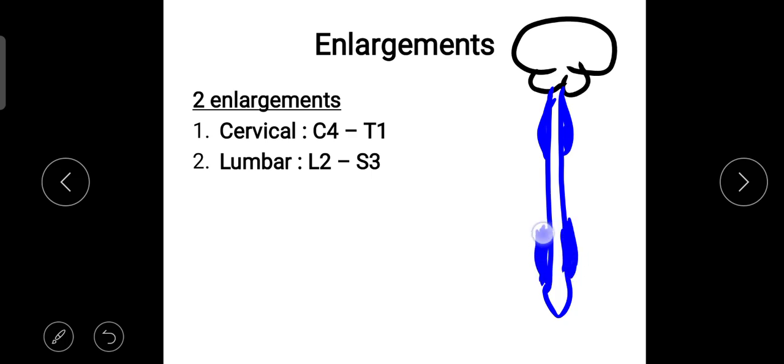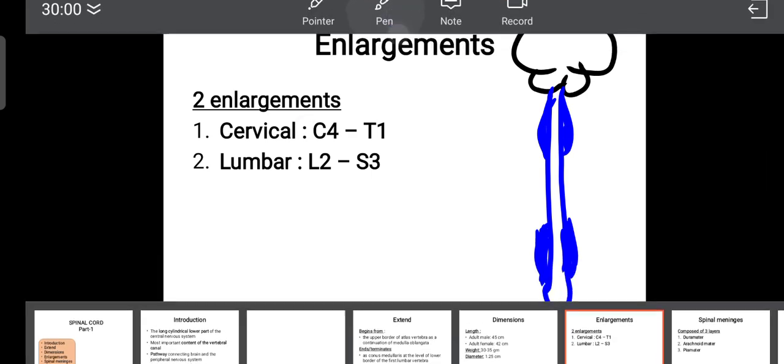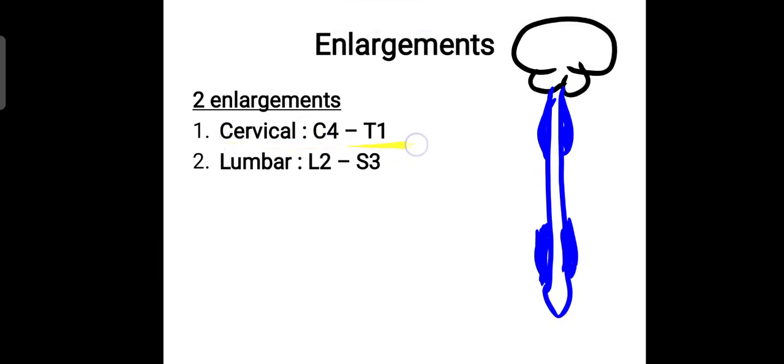So you can just define this as the two enlargements of the spinal cord, which is composed of the cervical enlargement, which is extending from the level C4 to T1. So here you can see C4 to T1, and peculiarly that enlargement happens at the level of the brachial plexus. So the nerves that arise from the spinal cord will be passing on to the upper limb, and that is the reason for the enlargement which is present in that particular region.